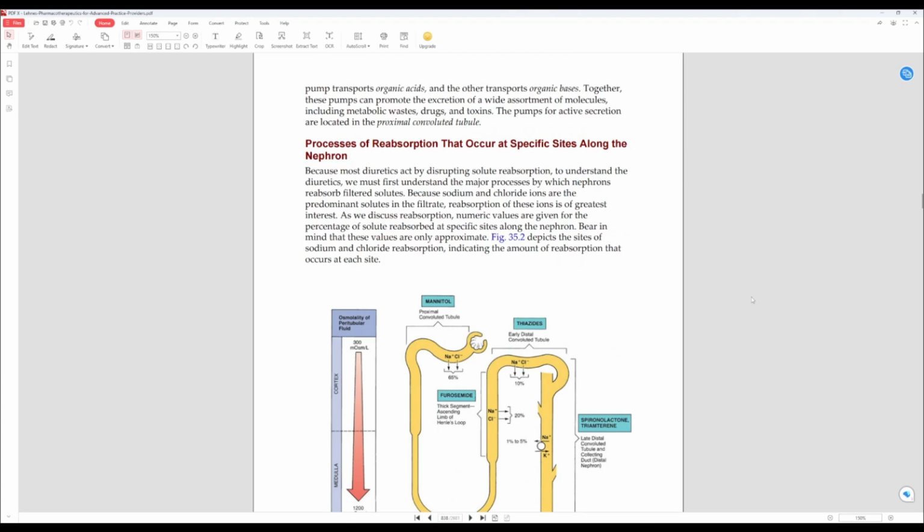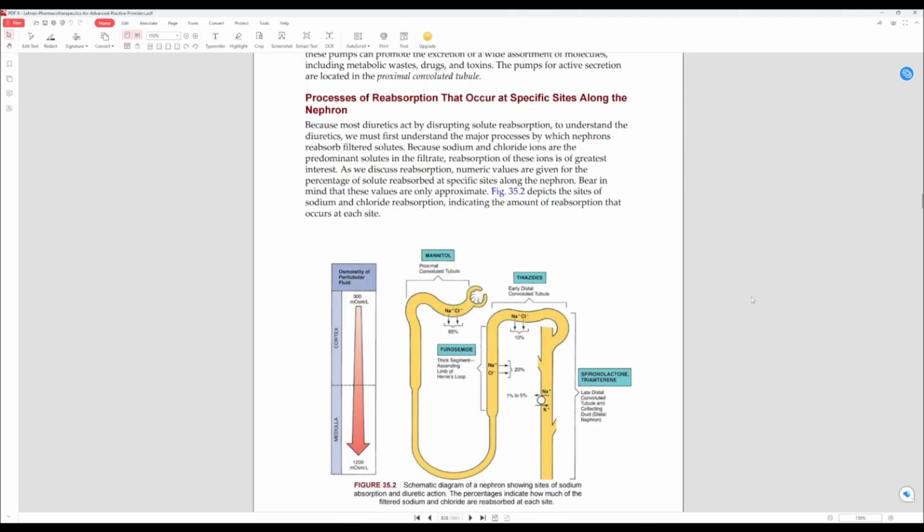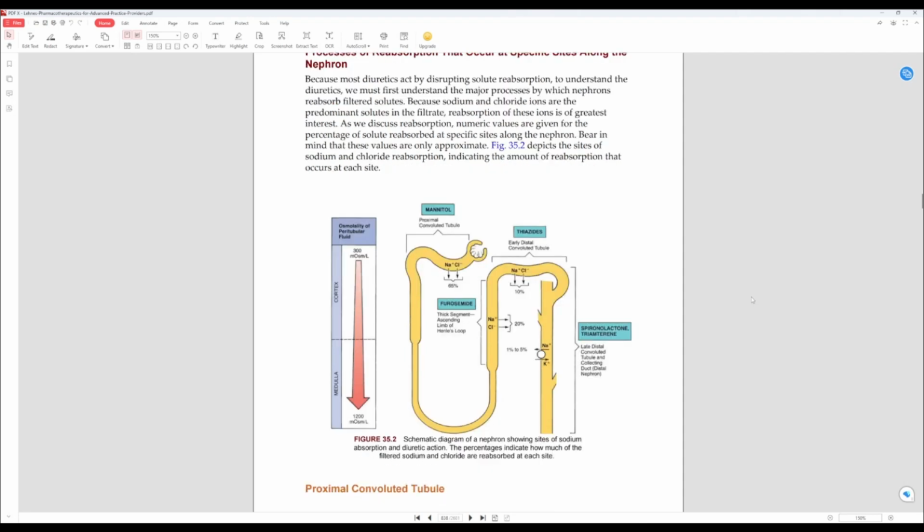So, processes of reabsorption that occur at specific sites along the nephron. Because most diuretics act by disrupting solute reabsorption, to understand the diuretics, we must first understand the major processes by which nephrons reabsorb filtered solutes. Because sodium and chloride ions are the predominant solutes in the filtrate, reabsorption of these ions is of greatest interest.